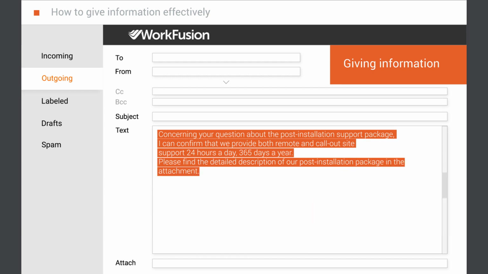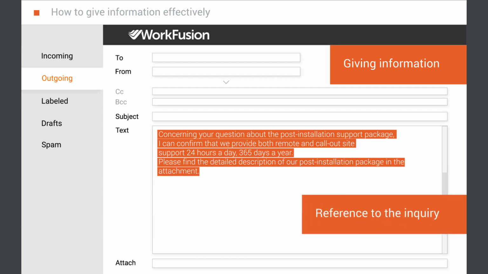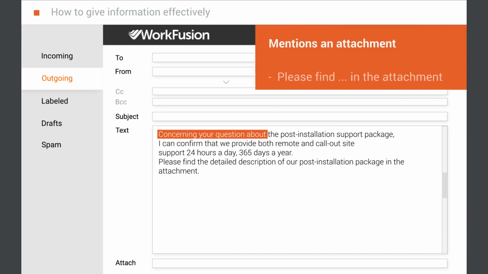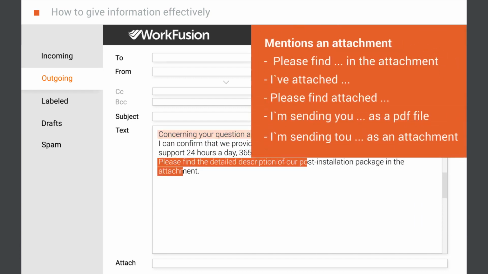The response to the question starts with a reference to the inquiry concerning your question about. In this paragraph, the writer also mentions an attachment. "Please find the detailed description of our post-installation package in the attachment."